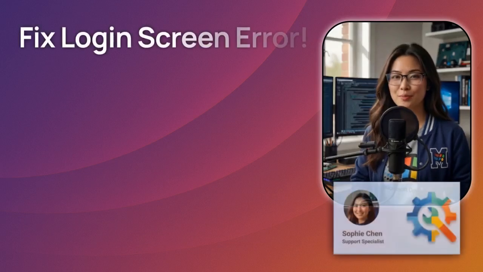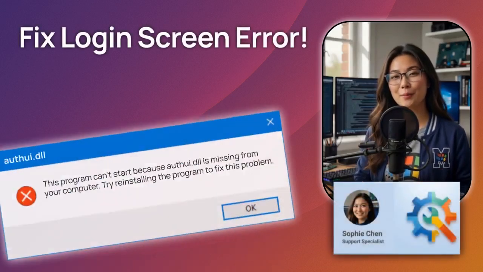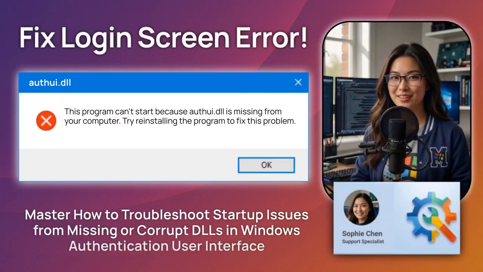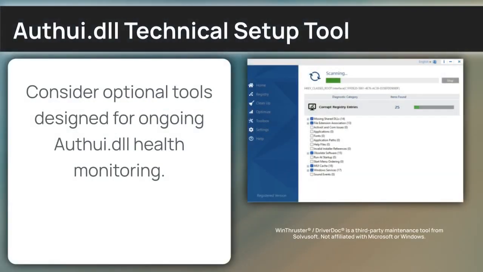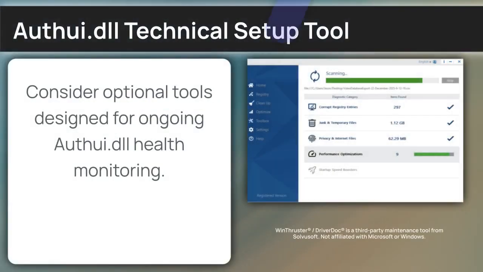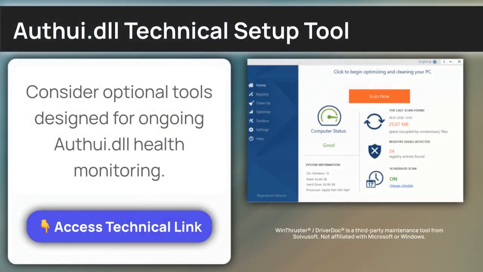Is your system execution path getting interrupted by the Authui Library DLL? I'm Sophie Chen, a senior Windows support engineer, and I'm ready to repair your OS stability. Ensure your Authui library environment is stable by using the recommended tool linked below.